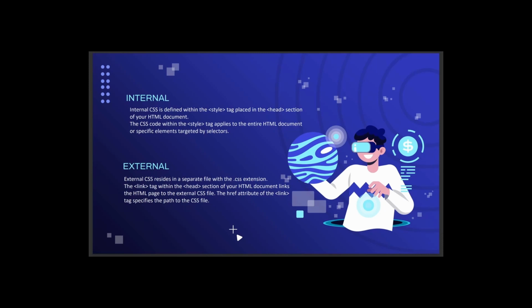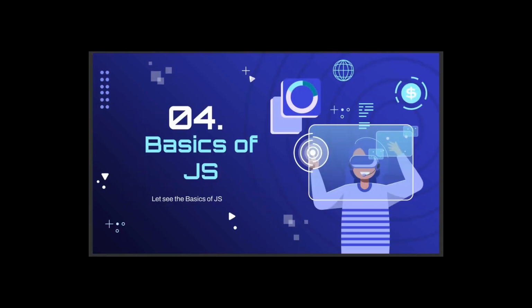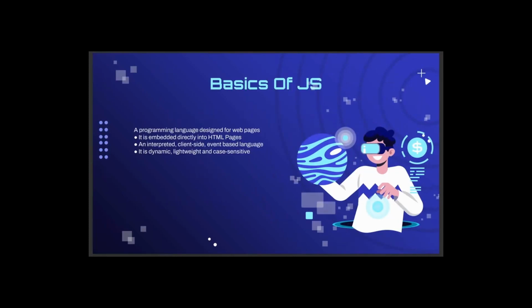Now we move forward to the basics of JS. JS stands for JavaScript. JS is a programming language designed for web pages. It is embedded directly into the HTML pages. It is an interpreted, client-side, event-based language. It is dynamic, lightweight and case sensitive.